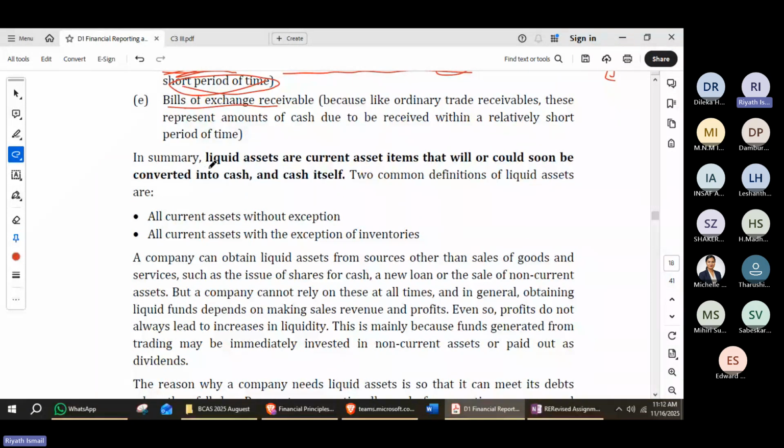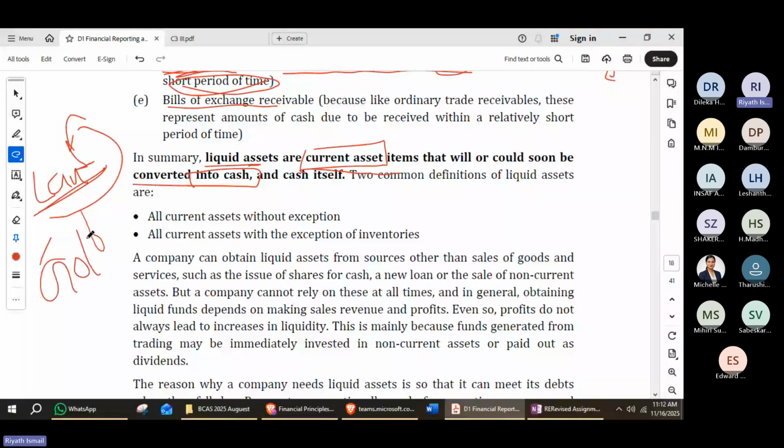In summary, liquid assets are current assets. All current assets may be considered liquid assets that could soon be converted into cash. But when you compare land, it is not a liquid asset. You have to find a buyer for this apartment. Those are illiquid assets; you can't convert them within a very short period of time. But if you have gold, stocks, shares, you can quickly convert them. So those are liquid assets.